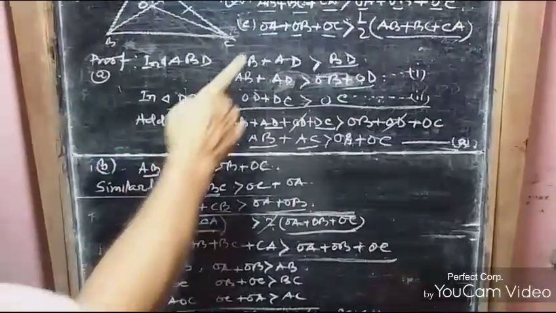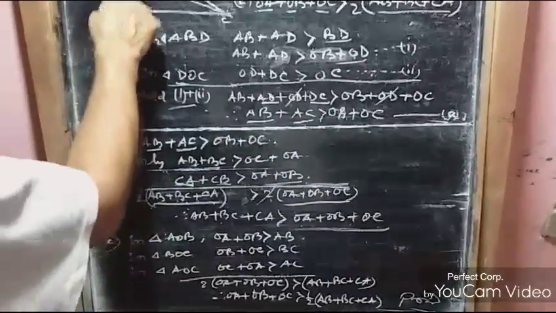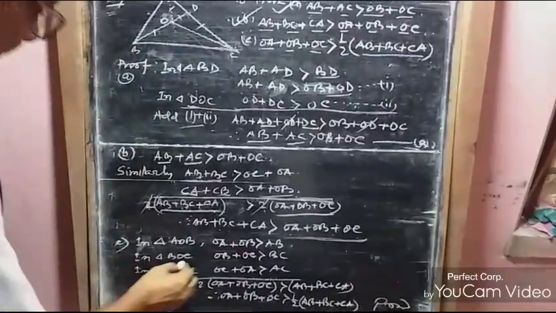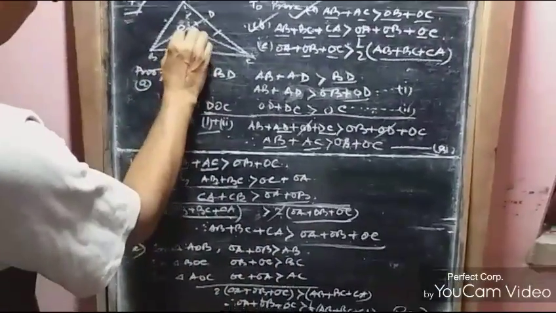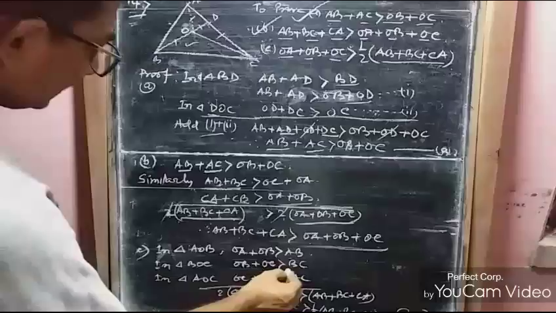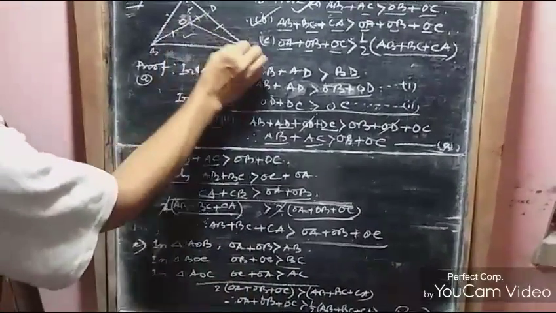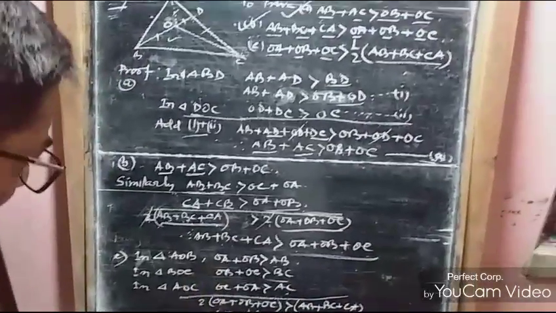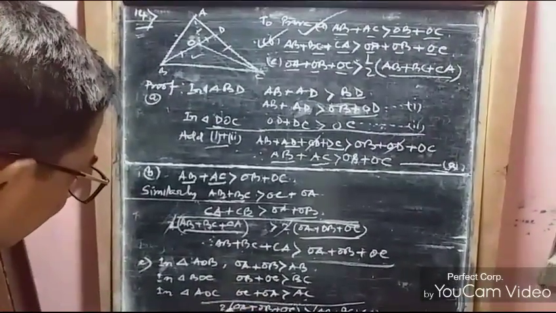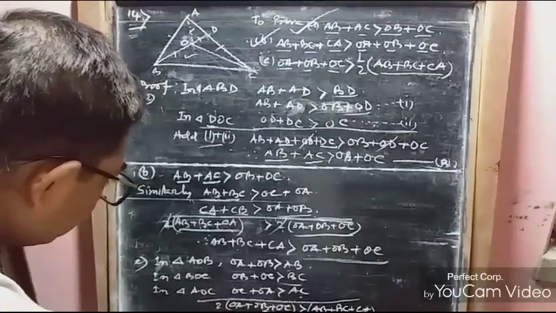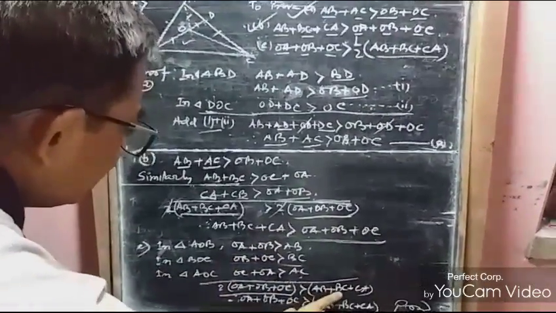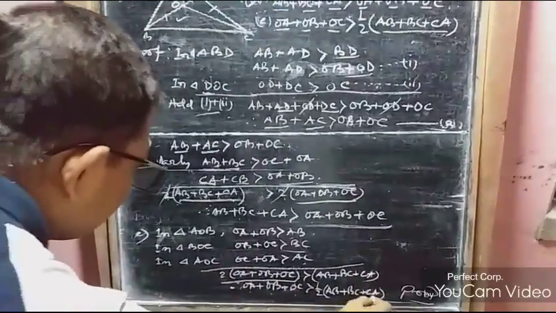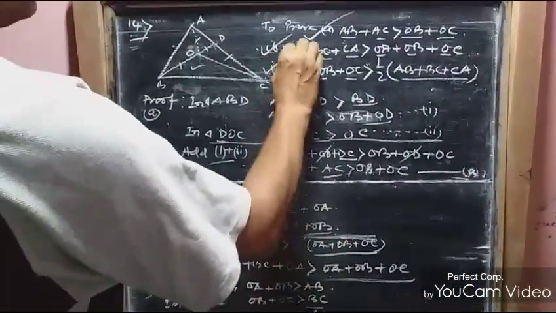Now the third one. In triangle AOB, OA plus OB is greater than AB. Also OB plus OC is greater than BC, and similarly OC plus OA is greater than AC. Now add these three. We get 2OA, 2OB and 2OC. Take 2 common, and on the other side AB plus BC plus CA. Therefore OA plus OB plus OC is greater than half of AB plus BC plus CA, and this is the third proof.